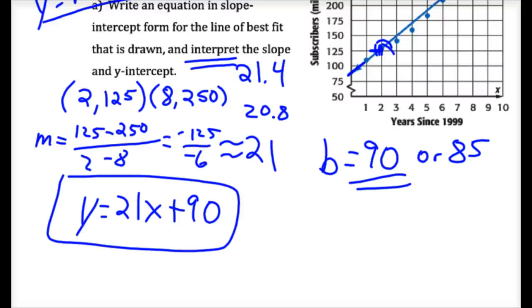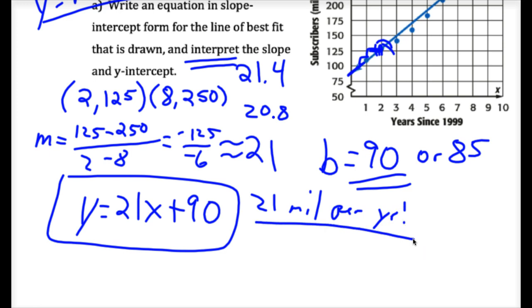Some of you are going to get it. The positive association. Subscribers per year. Years per subscriber. It represents the slope. Okay, but I want words. What does 21 represent? 21 million subscribers every year. Tracy's got it. Because the slope is 21, every year, 21 million subscribers are gained. So, 21 million per year. That's what the slope means.